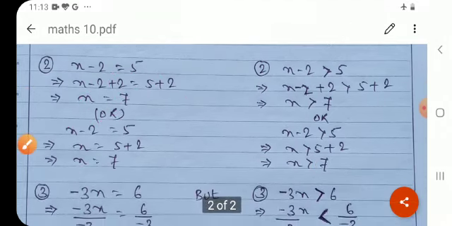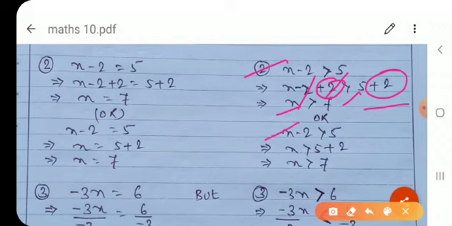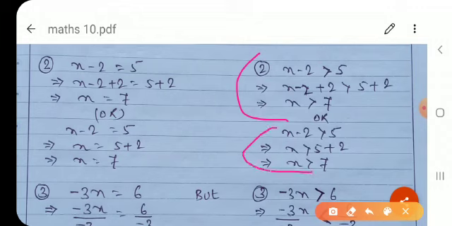The same thing we will follow in this inequation also, that is x minus 2 greater than 5. So on both sides I am doing plus 2. Minus 2 plus 2 cancel, so what remains? x, and here 5 plus 2 gives you 7. One more method is the direct method: x minus 2 greater than 5, so x greater than 5 plus 2, x greater than 7. This method also you can follow. You can follow either this method or that method. Any method you can follow, no problem for that.